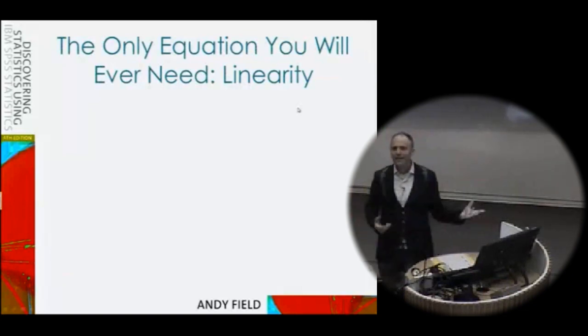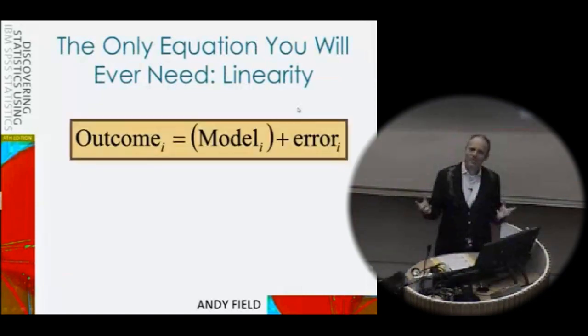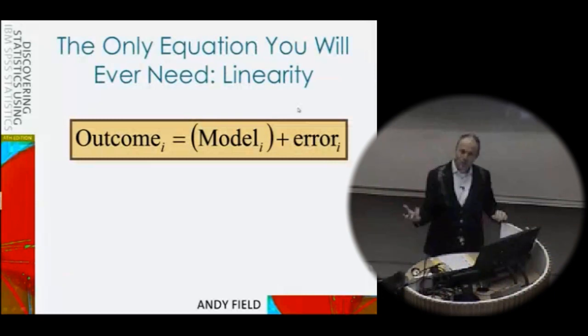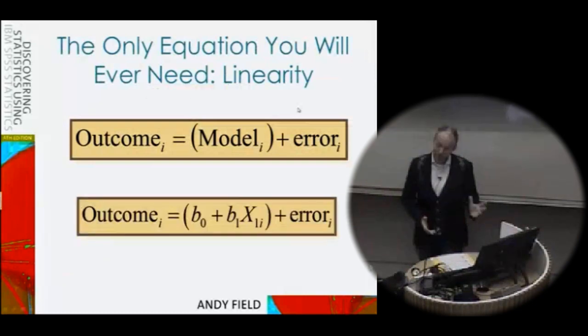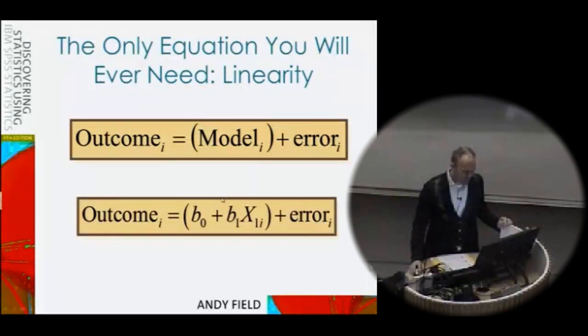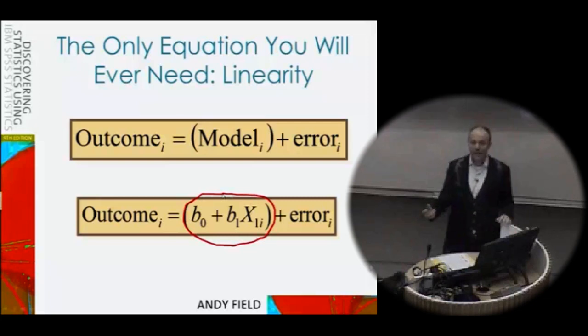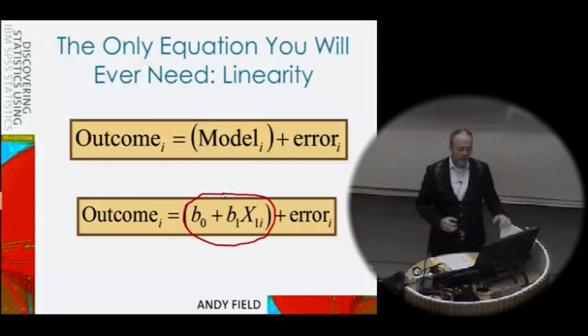So what about this assumption of linearity? Now, I keep mentioning it, and you're probably bored of me mentioning it, that there's only one equation that you ever really need to understand, which is we predict outcomes from some kind of model, and there'll always be error associated with those predictions. And I've also mentioned a number of times that the model we tend to fit is a linear model. So this thing in the brackets here has some parameters that define it. Those B's are values that tell us something about the relationship between the predictor variable and the outcome. So this is our model.